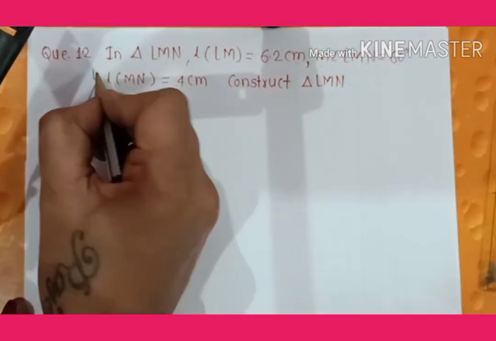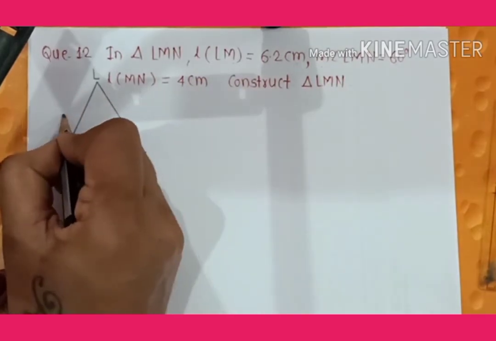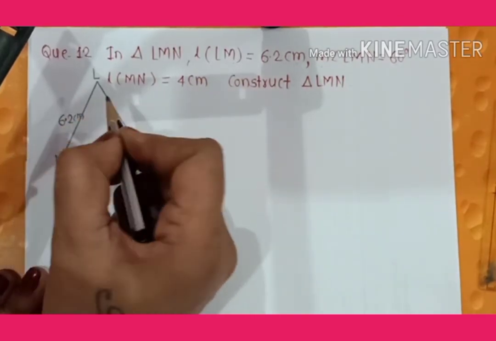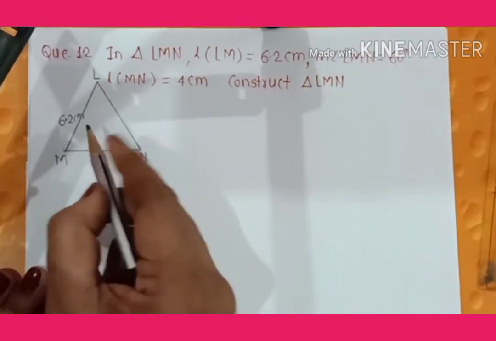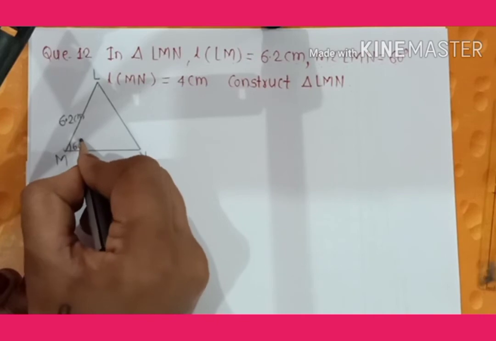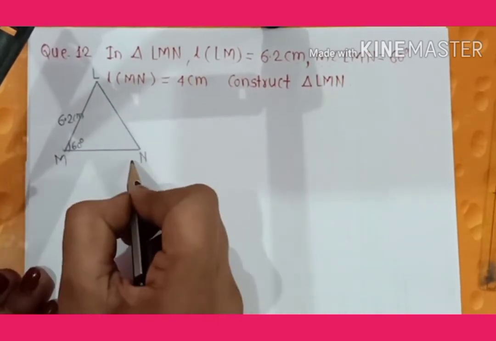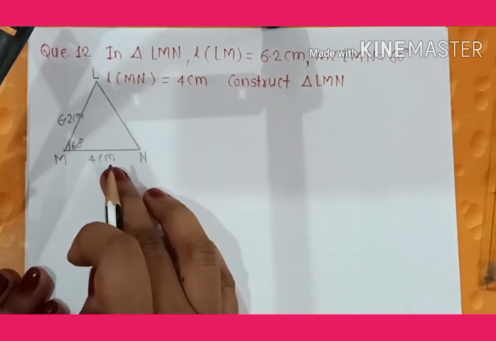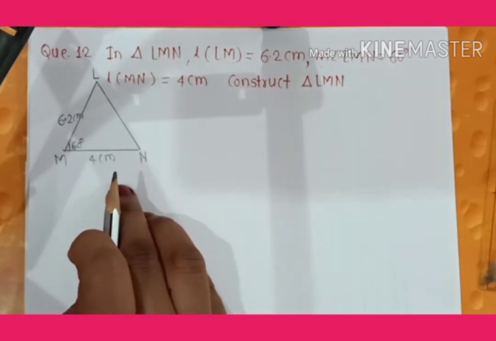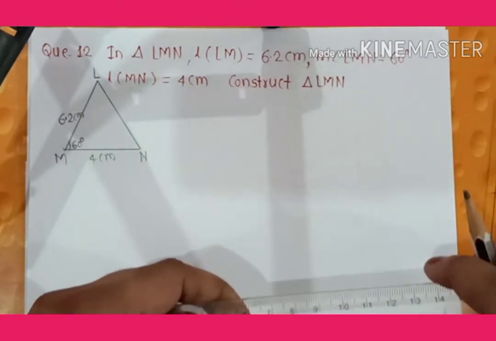Triangle LMN. Then length LM is equal to 6.2 centimeter. Measurement angle LMN is equal to 60 degree and length MN is equal to 4 centimeter. Now according to this rough figure, first draw base segment MN which is equal to the 4 centimeter.